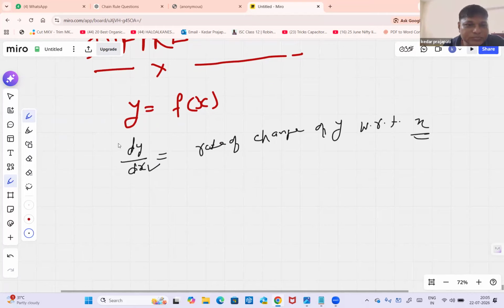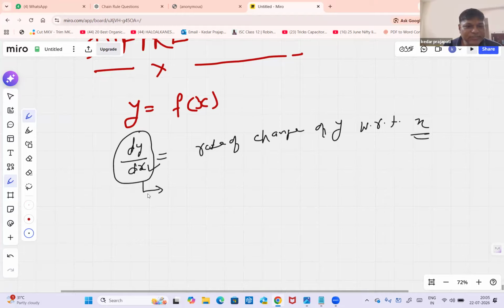The main meaning of differentiation is that it gives the slope of a curve. We'll study these things once we do application of derivatives. So dy by dx is nothing but differentiation of y with respect to x, or sometimes they can also say rate of change of y with respect to x.